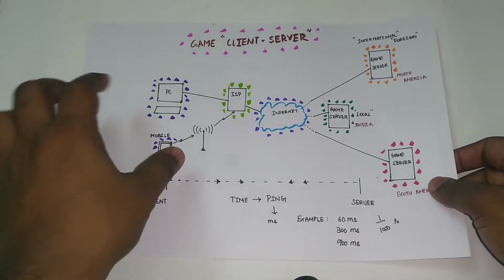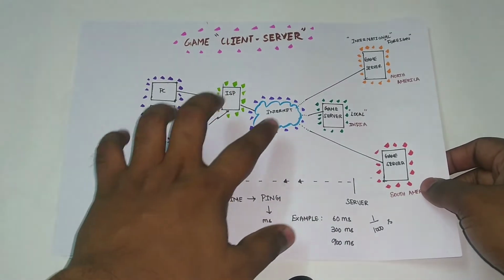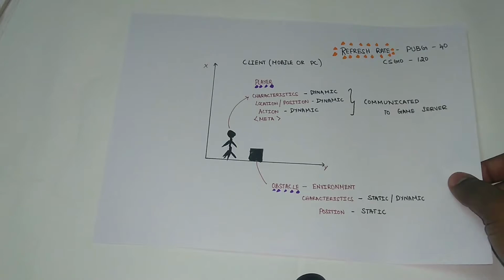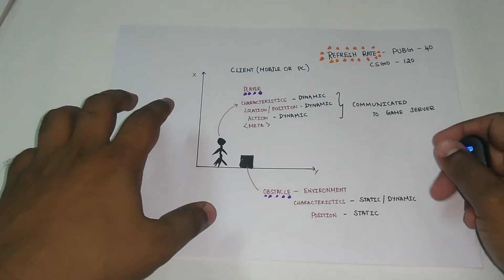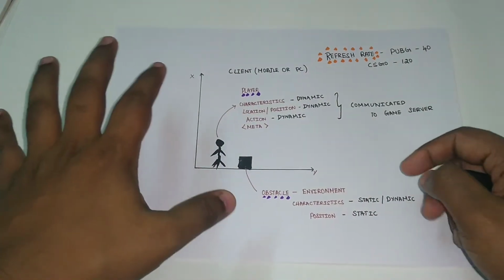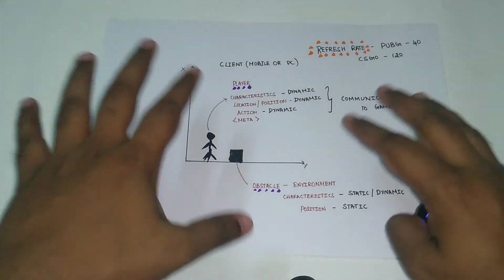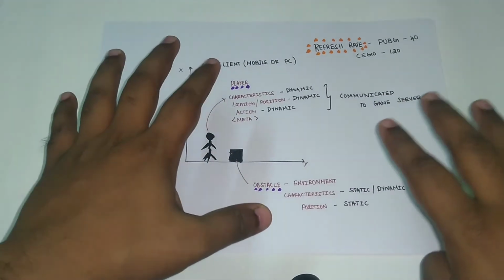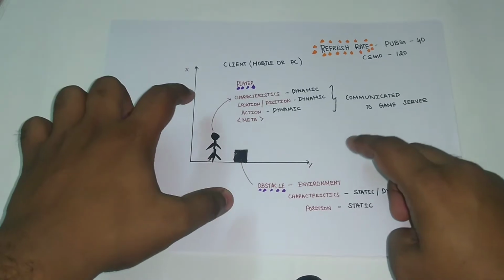So what kind of data will be transmitted to the server? As I already told you, your client, the mobile phone, has all the game data available. So only the dynamic data will be communicated to the server. What are the dynamic data?